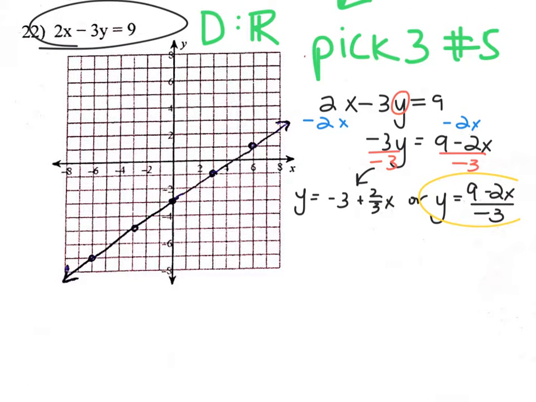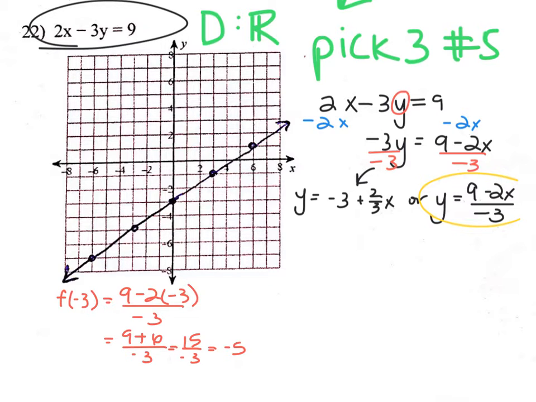So the first one, negative 3, is going to be f of negative 3 equals 9 minus 2 times negative 3 over negative 3. That is 9 plus 6 over negative 3, which is 15 divided by negative 3, which is negative 5. So my first ordered pair is going to be (negative 3, negative 5). And if I plot that, I get this point right here.